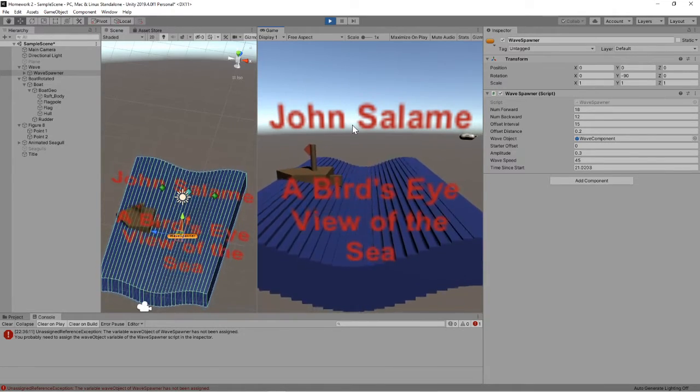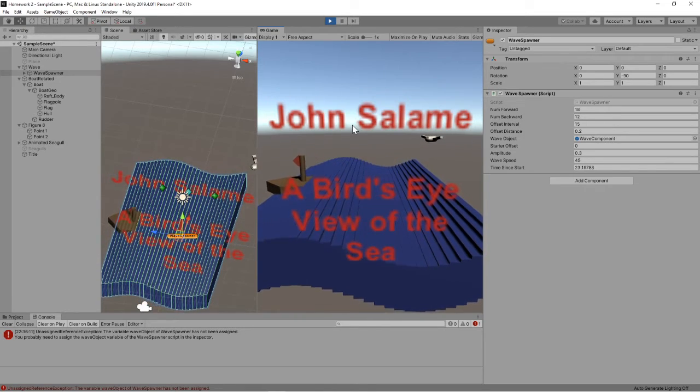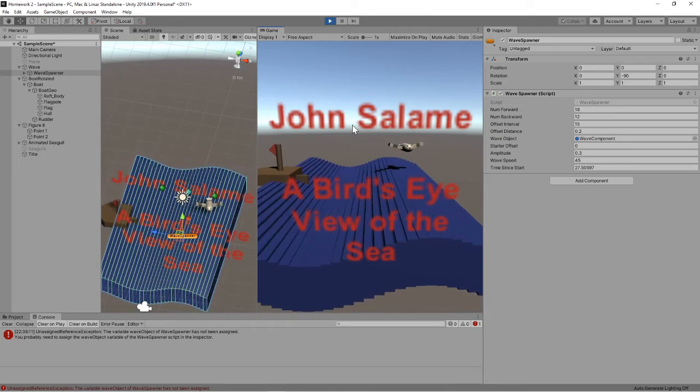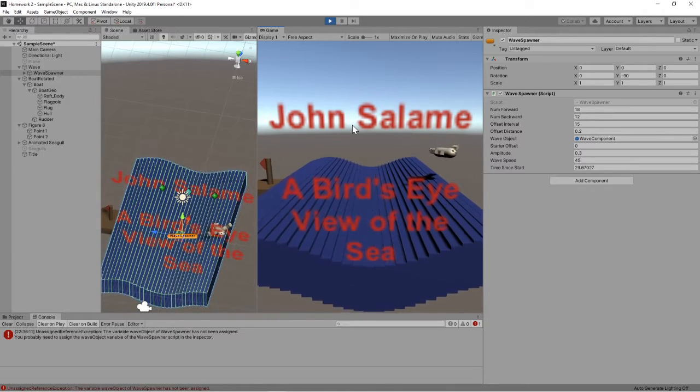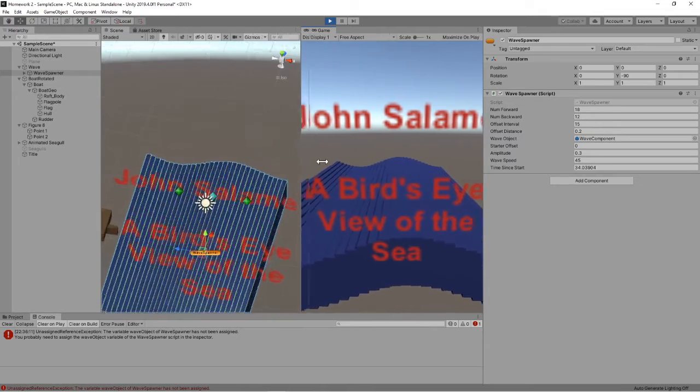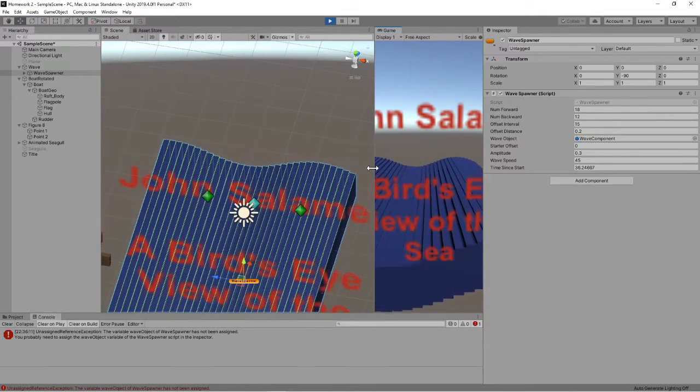The second motion I have is this bird flapping its wings, and that's done with rotational motion. The third motion I have is this bird doing roughly a figure 8 over these two green points in the scene view.